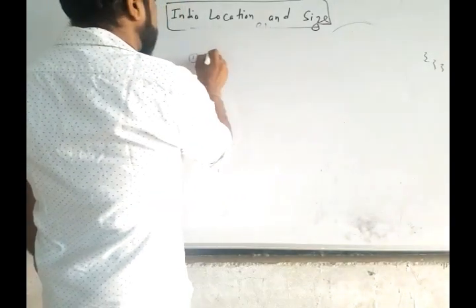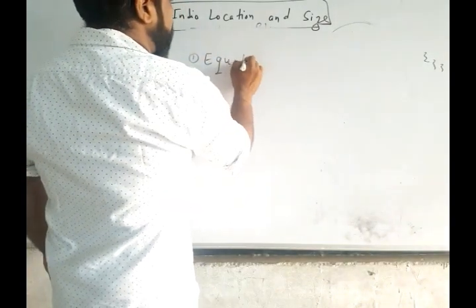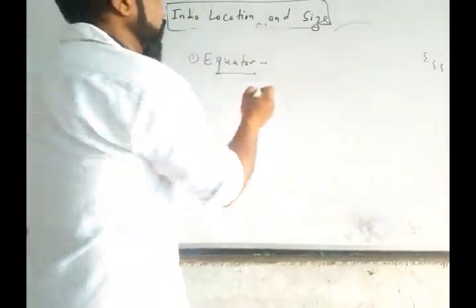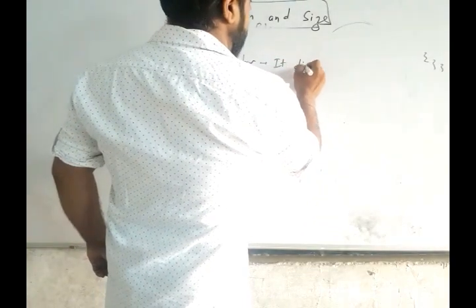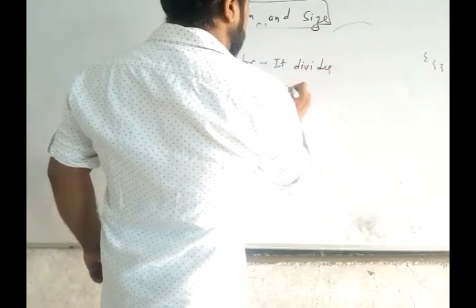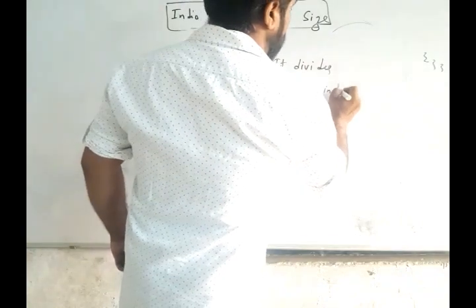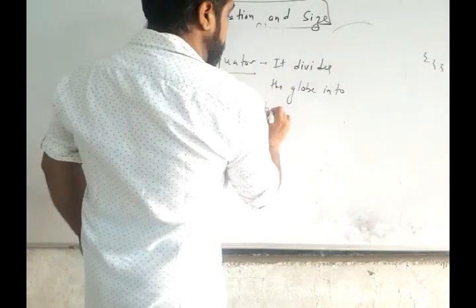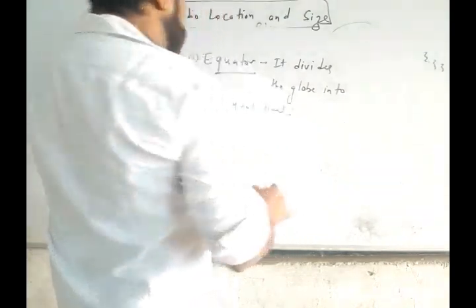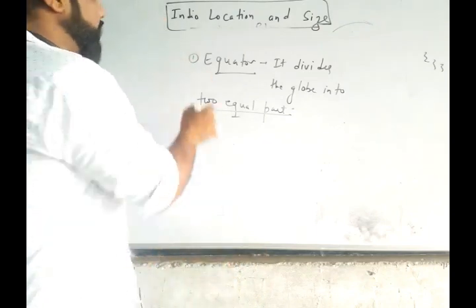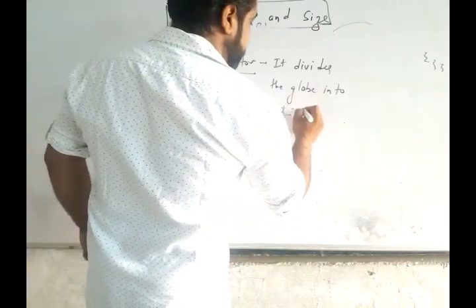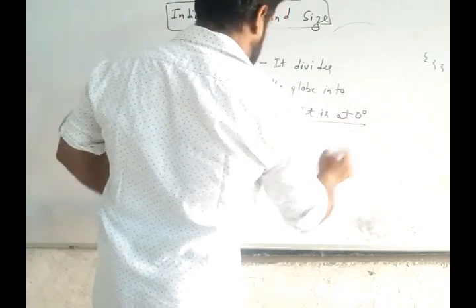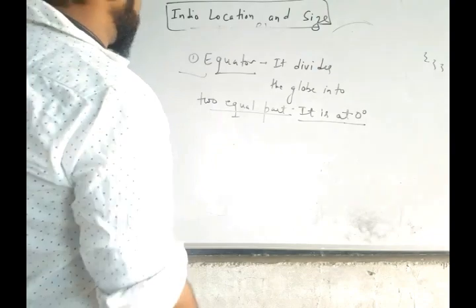So first is equator. Equator divides the globe into two equal parts. ग्लोब को दो इक्वल पार्ट्स में डिवाइड करता है इक्वेटर. It is at 0 degree. Finish.